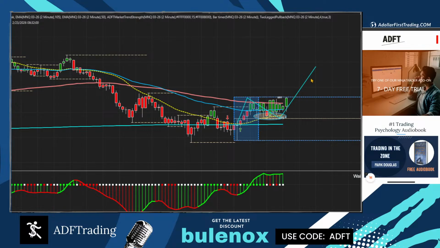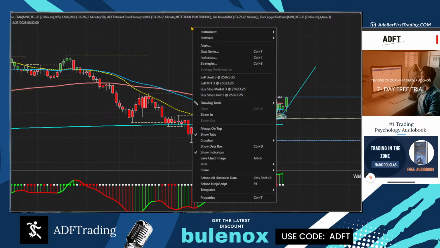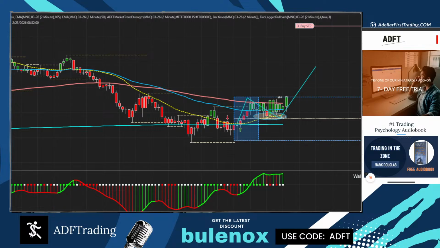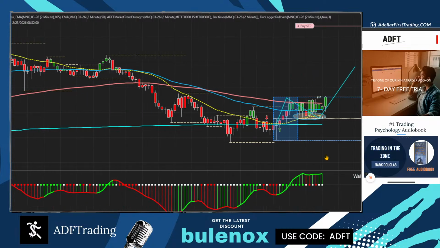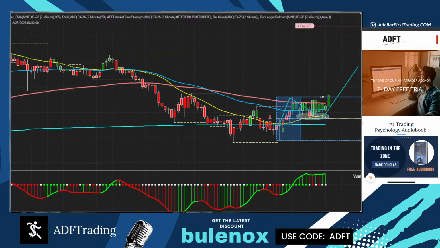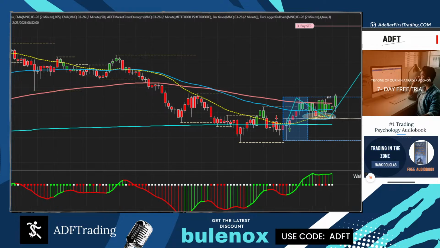Do we get the break here? I'm gonna load up 3. If we close, I'm going in, guys. If we close, I'm going in, one tick above the high. Oh, we didn't. We did not close.